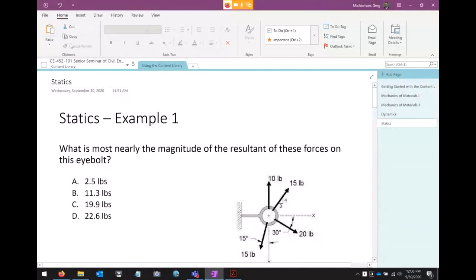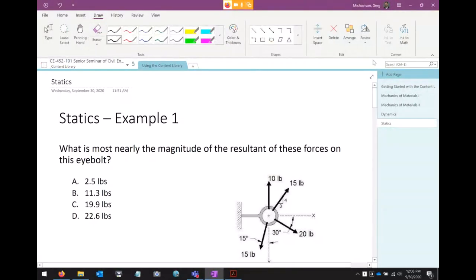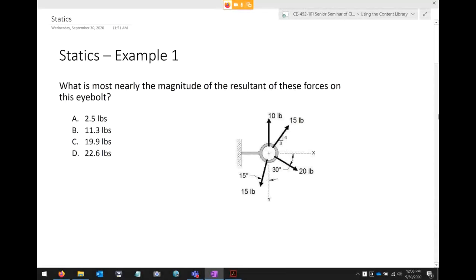Okay, so this is our first problem. What we need to do is determine the magnitude of the resultant of these forces on the eyeball. This is a very typical problem that you'll be dealing with in statics, and I'm teaching it right now, so I'm acutely aware of a lot of this. You've been given a series of forces that all meet through a common point. How can I take these forces and idealize them as a single load?